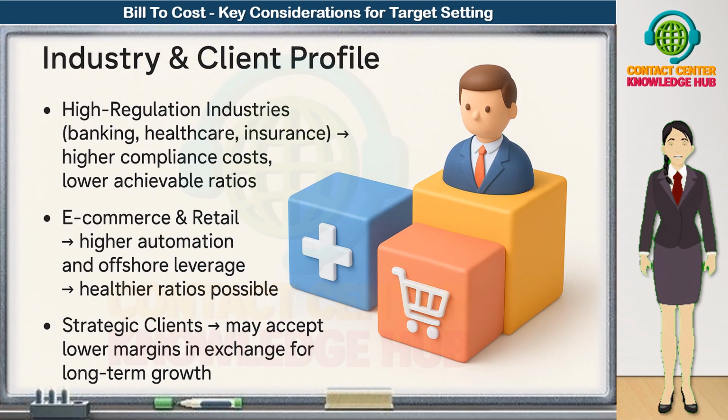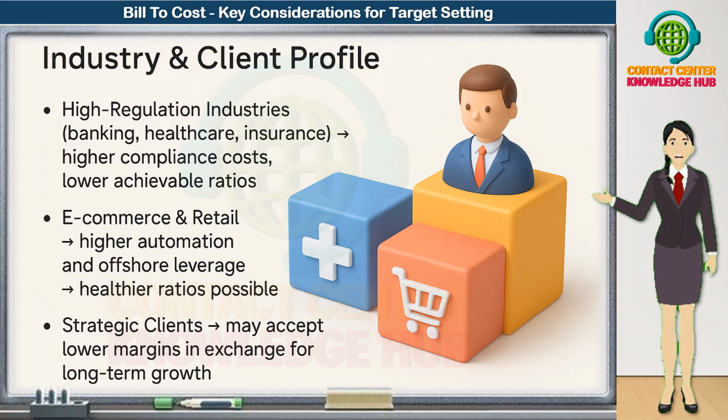Next, let's consider industry and client profile and how it influences build-to-cost target setting. Different industries carry different cost structures and operational expectations, so the achievable ratio will vary. High regulation industries, such as banking, healthcare, and insurance, require strong compliance controls, documentation, auditing, and specialized agent skills. These added layers increase operating cost, which means build-to-cost ratios tend to be lower and tighter in these sectors.